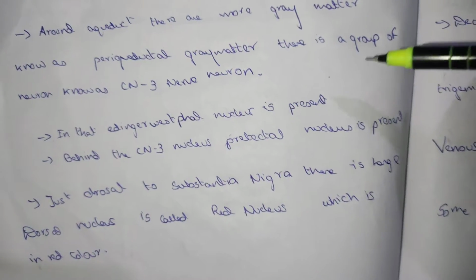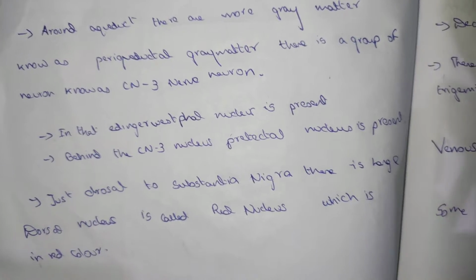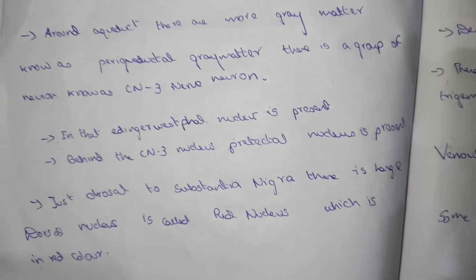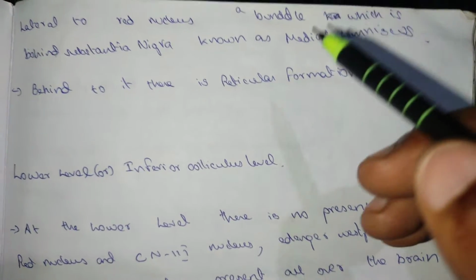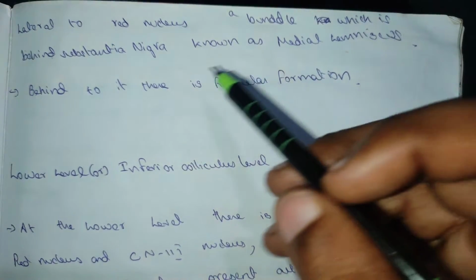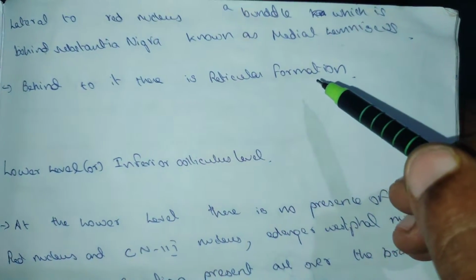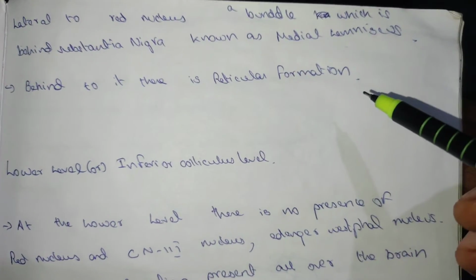Just behind the substantia nigra, there is a big nucleus known as the red nucleus, due to its red color. Lateral to the red nucleus, a bundle of lemnisci, the medial lemniscus, is present behind the substantia nigra. Behind it, the reticular formation is present. Now you will see the image for better understanding.